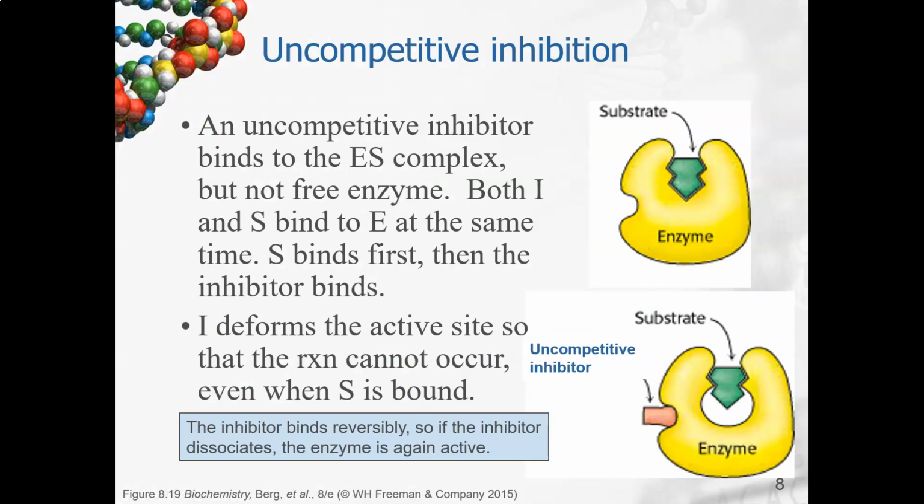Okay, so that's competitive inhibition. Uncompetitive inhibition. An uncompetitive inhibitor binds to the enzyme substrate complex. So that means that the substrate binds first, and if it can somehow escape the inhibitor and the substrate converts it to product, then that's great. But if the inhibitor binds fairly quickly after that, then the uncompetitive inhibitor doesn't bind to the active site, it binds somewhere else, but it causes a three-dimensional conformational change that deforms the active site of the enzyme. So even though a substrate's bound, the substrate can't be converted to product.